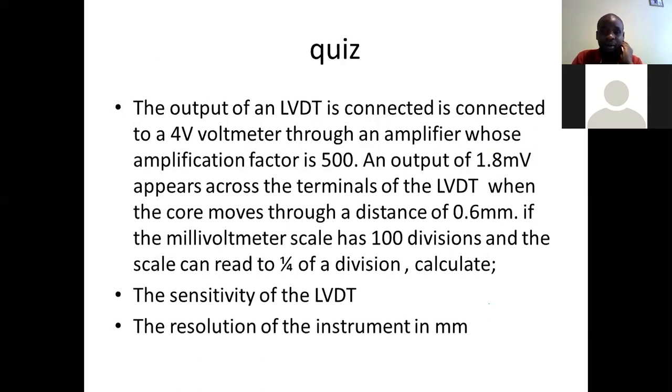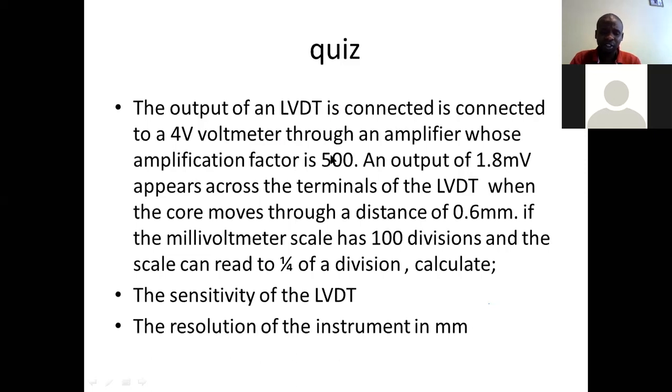So we just have an example here on how you can calculate some of the static features which we discussed. I have an example here. This is what I was able to have. We have an LVDT, which is connected to a 4-volt voltmeter. So the voltmeter is going to give us the output voltage through an amplifier whose amplification factor is 500.